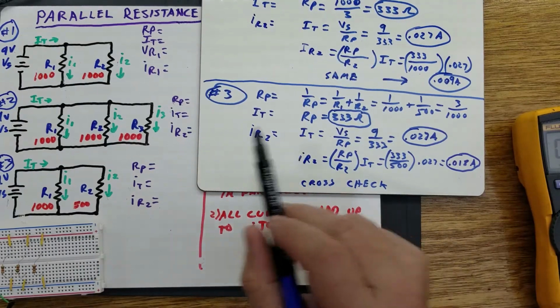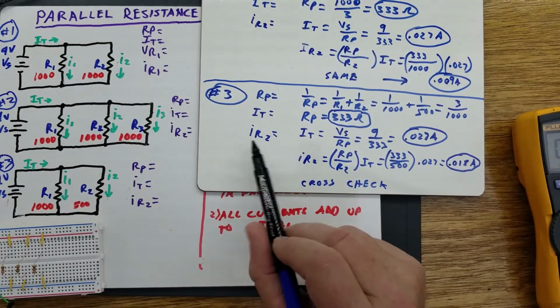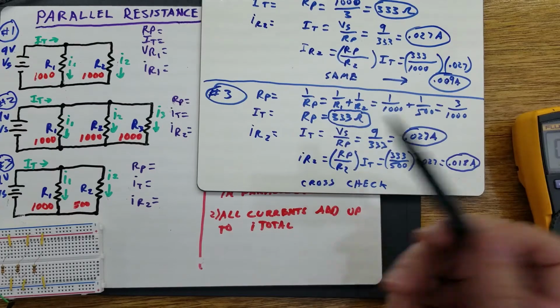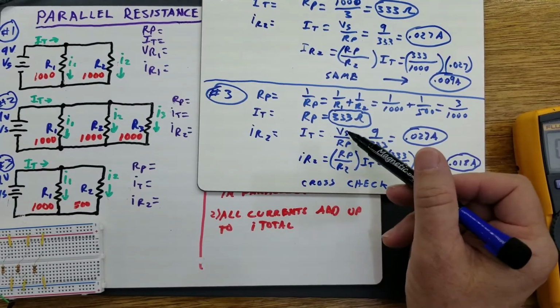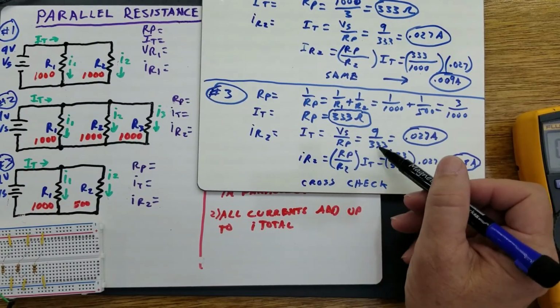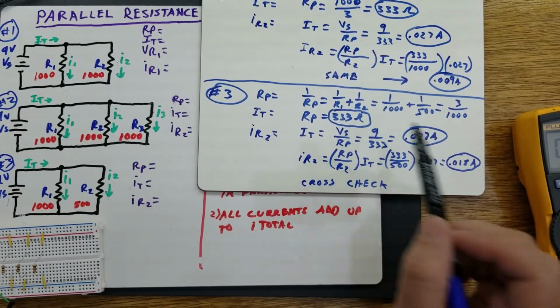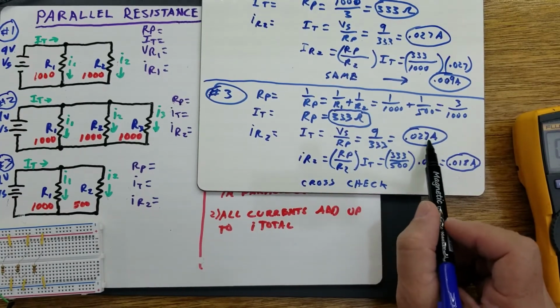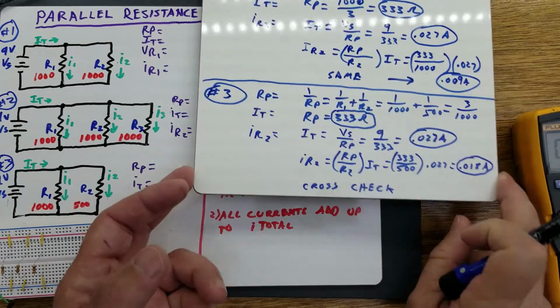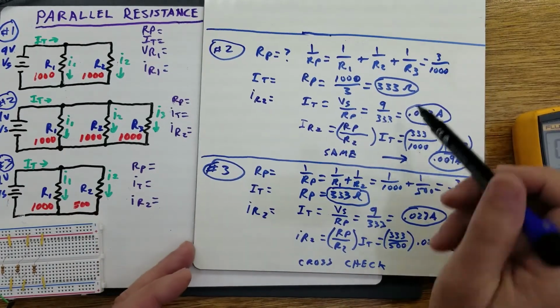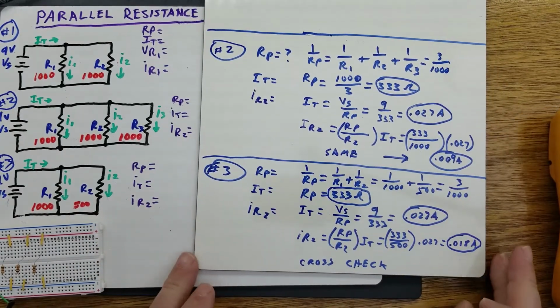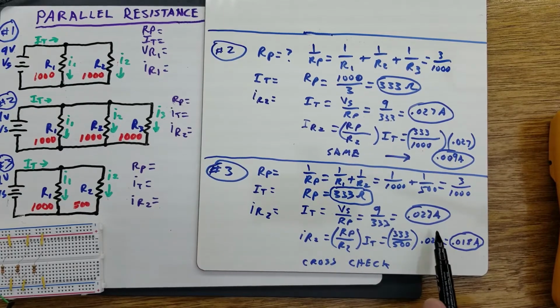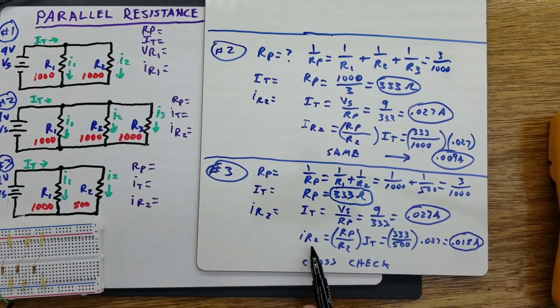Now, to find your total current, it is going to be your voltage source divided by your parallel resistance, 9 volts divided by 333 ohms, which is what we found here, and we're going to end up with 0.027 amps, which is what we had before on the other one, 0.027 amps. All right, so now IR2.